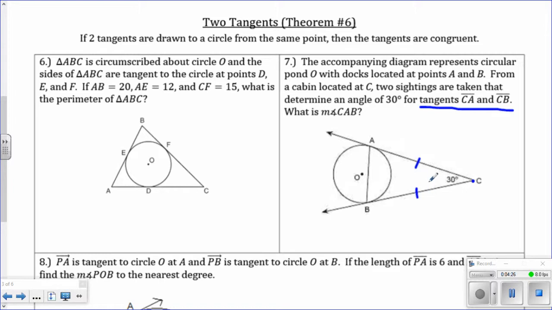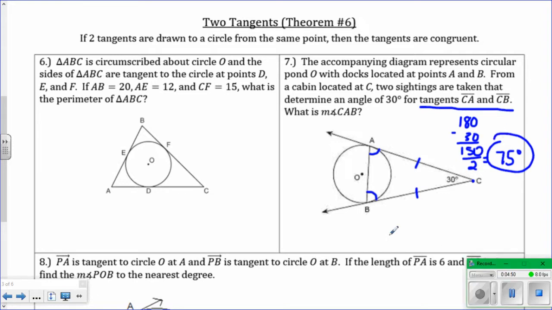And I just formed an isosceles triangle. The question asks, what is the measure of angle CAB? Well, in an isosceles triangle, the base angles are congruent. So by the triangle sum theorem, all the angles in a triangle add up to 180. I can subtract that 30 degrees. So we get 150 divided by 2, and the base angles are both going to be 75 degrees.